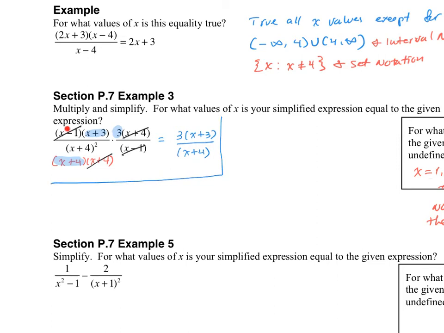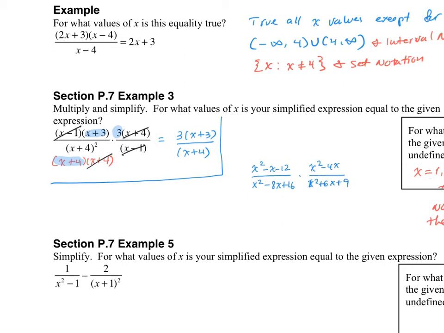Now, if this expression was not already factored, it would take a little more work because you would have to factor it first. But the idea is the same. For example, let's say that we have x squared minus x minus 12 divided by, let's say, x squared minus 8x plus 16. And on the top, you have x squared minus 4x, and on the bottom, you have x squared plus 6x plus 9.